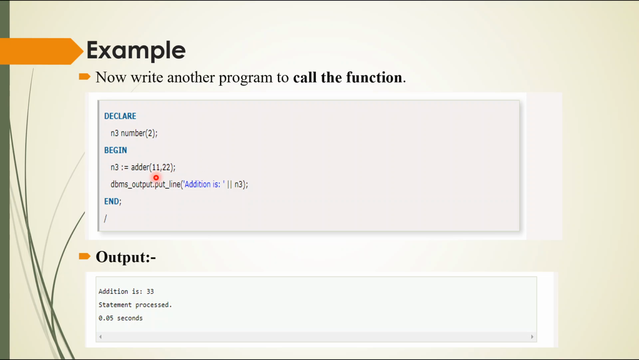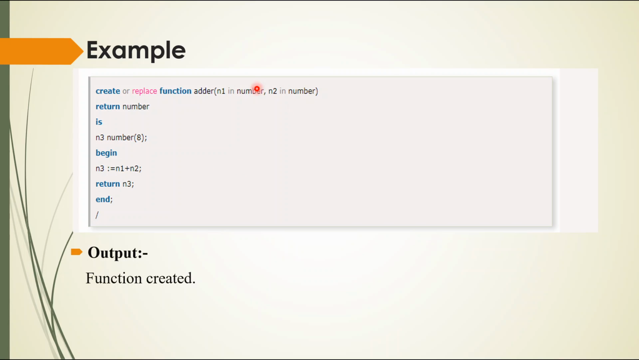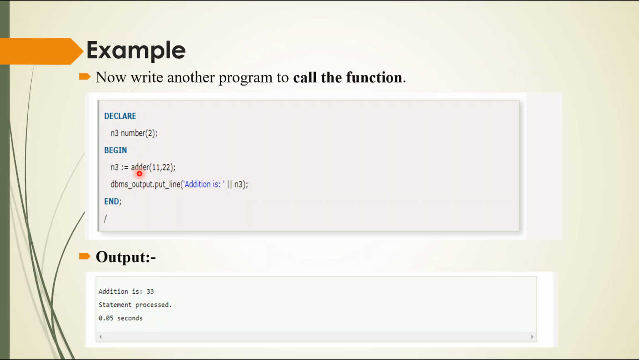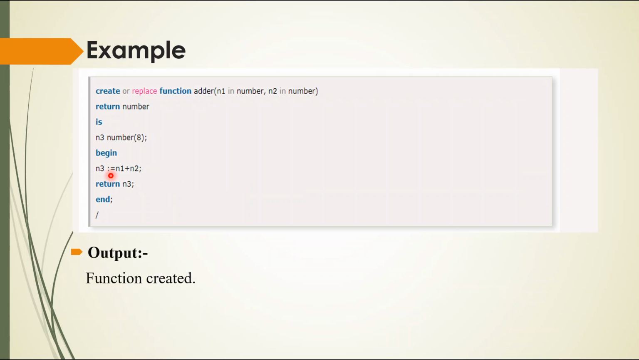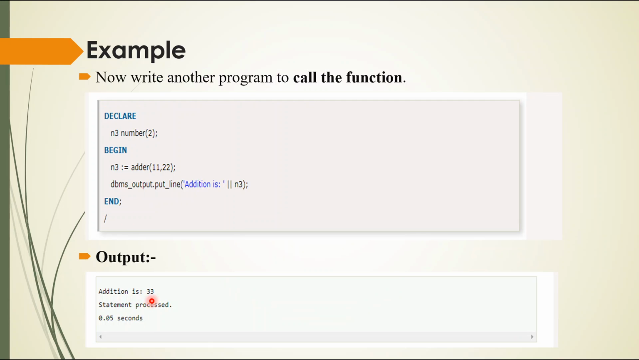So when I call this function, addition is performed: n3 is n1 plus n2, and I pass the values 11 and 22. So my output will be 33, and this 33 will be stored in n3 here. And it is returning n3, so my output will be 33.